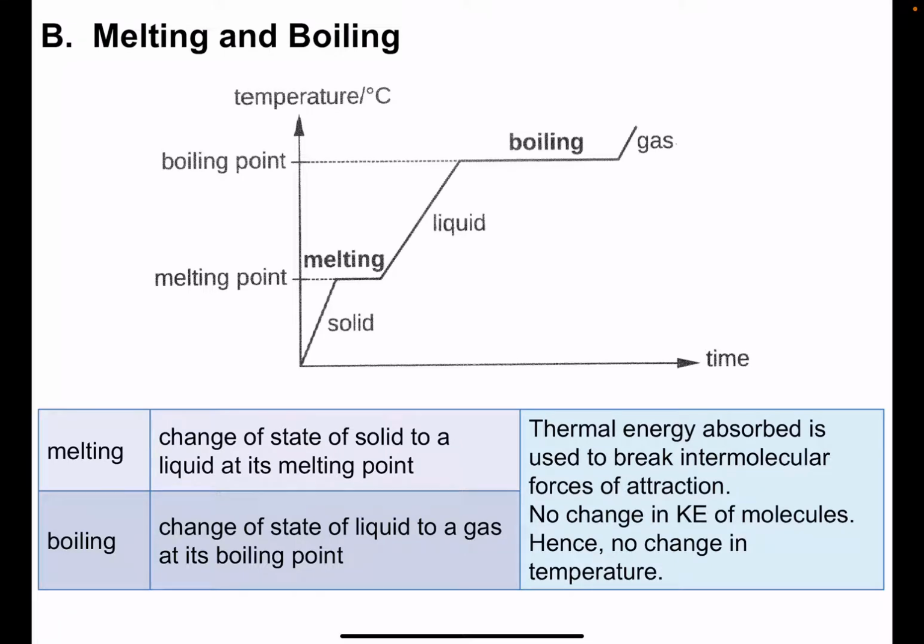Now let's look at a heating curve. A solid being heated up, melting to become a liquid, boils to become a gas. So what is melting? Melting refers to a change in state from a solid to a liquid at the melting point. Boiling refers to a change of state from a liquid to a gas at its boiling point. Now the temperature during melting and boiling remains constant because the thermal energy is absorbed to break intermolecular forces of attraction. There is no change in the KE of the molecules, and therefore no change in temperature.